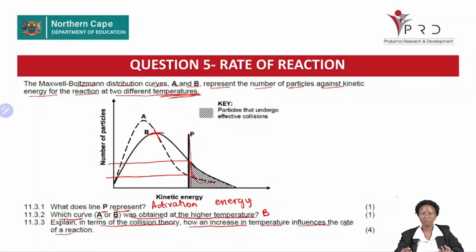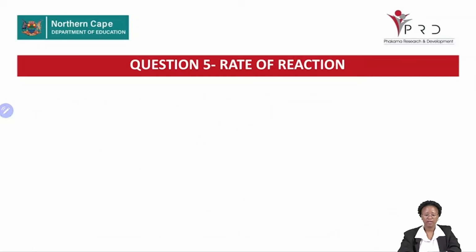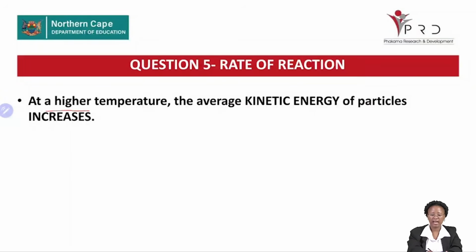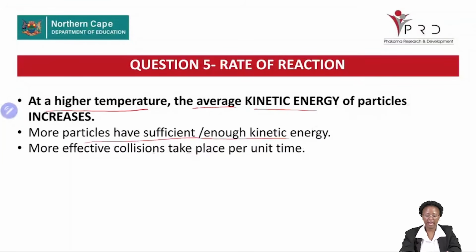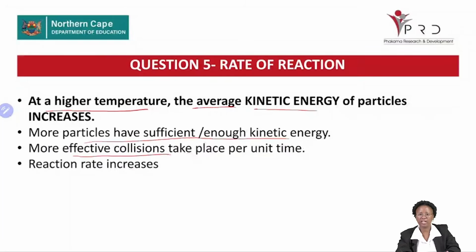Remember, increasing temperature increases the average kinetic energy of the particles. There it is. At a higher temperature, the average kinetic energy of the particles will increase. More particles have enough kinetic energy to react, and then more effective collisions per unit time, and the rate of reaction is going to increase. And that is how you are going to get your 4 marks.